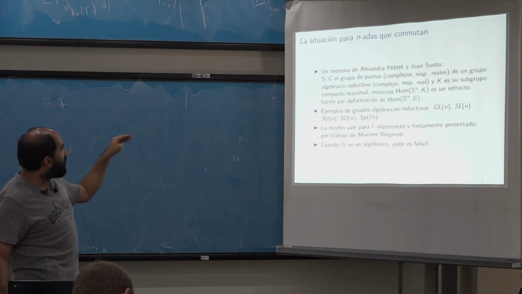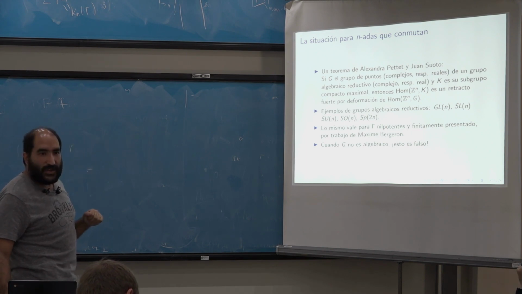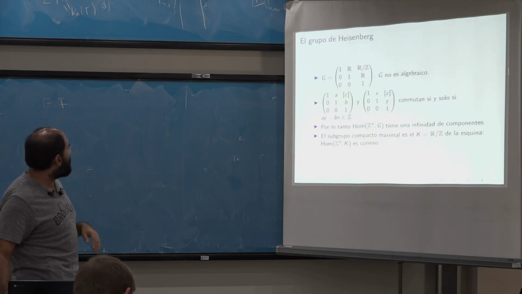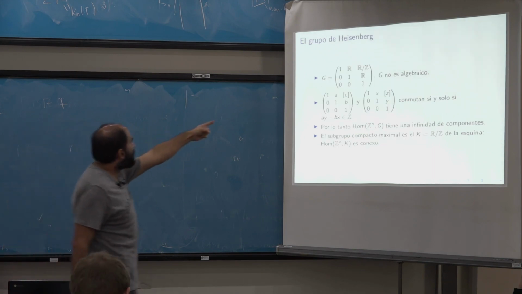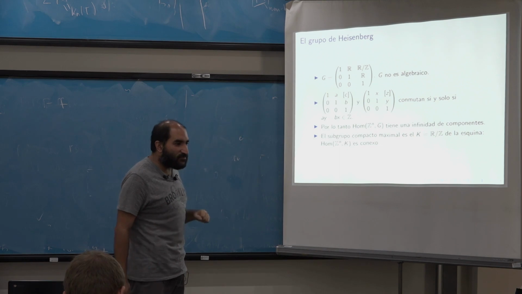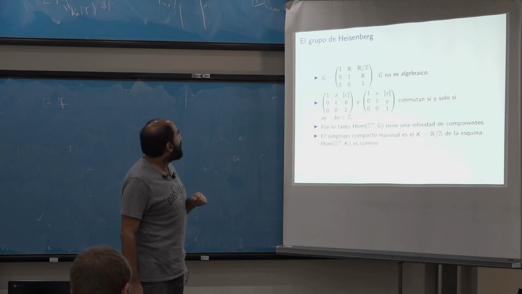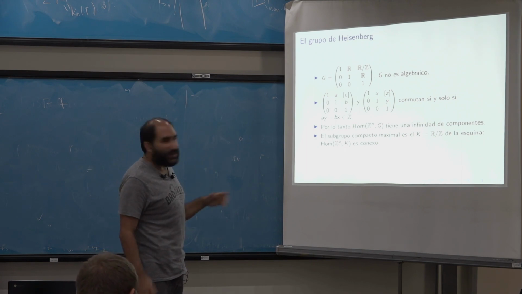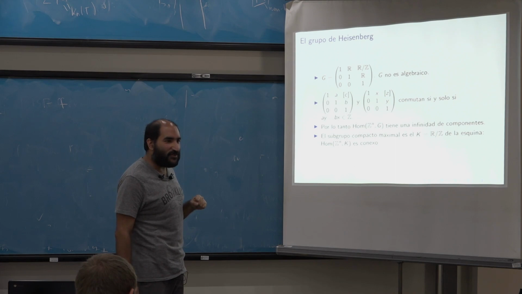So all of these results are for reductive algebraic groups. And it's definitely not true if the group is not algebraic. Here's a simple example. This is one of several very similar groups called the Heisenberg group. So that group is not algebraic. And yeah, I think there are a bunch of algebraic geometers here who are well aware of this.